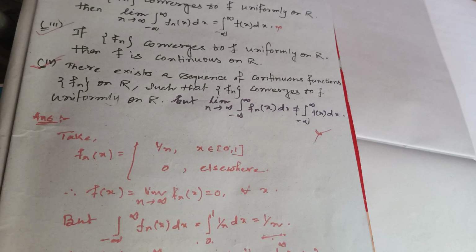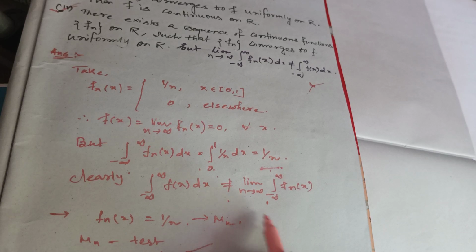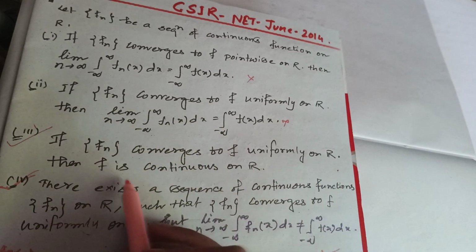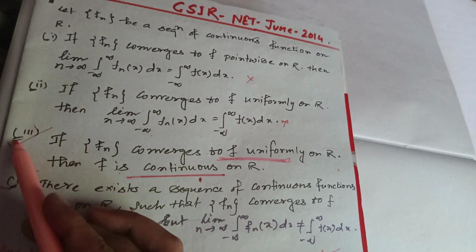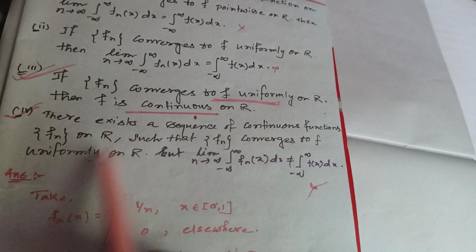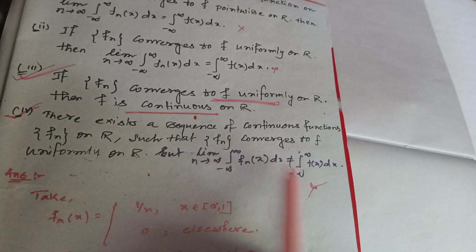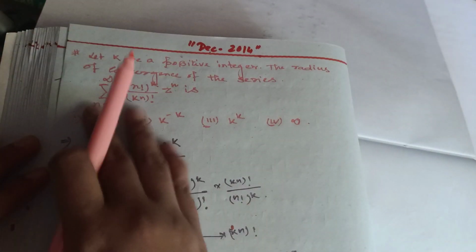And obviously, if we consider fn is equal to 1 by n, by the M-test, we get the limit as n tends to infinity of 1 by n goes to 0. So that is uniform. So here Fn converges uniformly, f is continuous, it is okay. That means it is uniformly convergent. And the fourth option says that there exists a continuous function on R such that Fn converges uniformly, but the limits are not equal. So obviously this is also correct. So here the second, third and fourth options are correct. I hope it is clear to everyone.